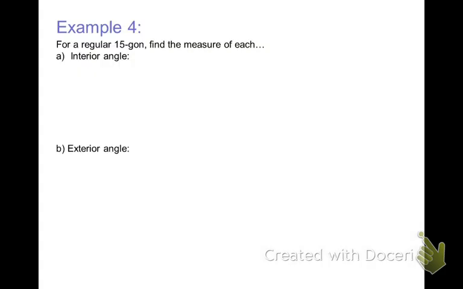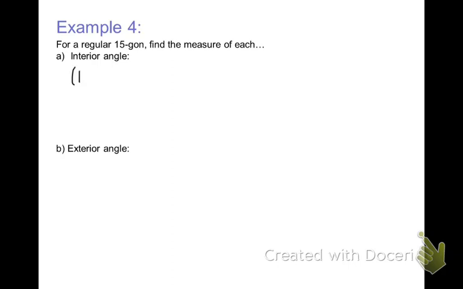Most basic type of example is I'll give you how many sides the figure is. I'll tell you it's regular and ask you for one individual interior angle and one individual exterior angle. Okay, so remember for these, your first step is going to be to find how much all of the angles add up to, and then just divide that by how many angles there are. So for a 15-sided figure, how am I going to determine what all of the angles equal together? What's that computation going to be?